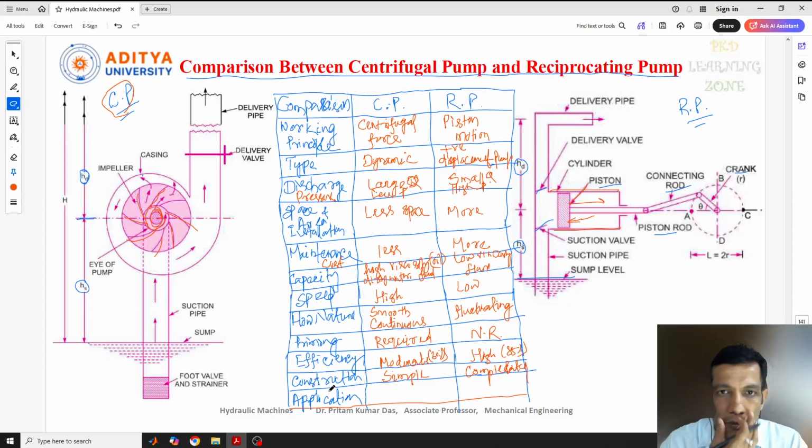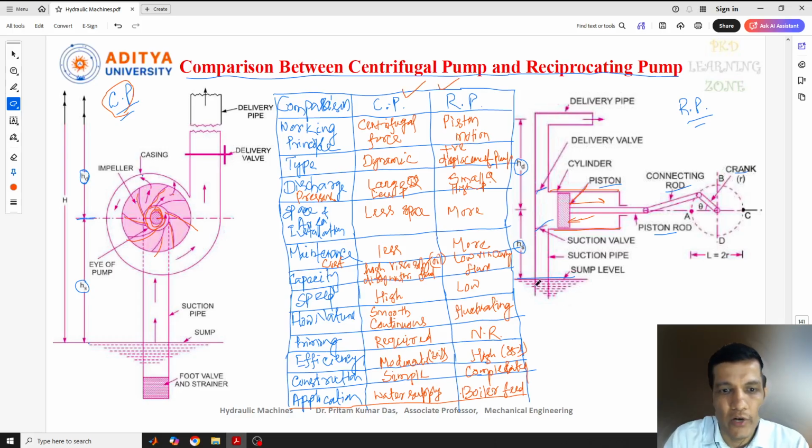Okay. Now we'll go to the next point, the applications where we can use these pumps. We know the centrifugal pump works everywhere, like in our household or any water supply, so we can use it in the water supply department, the irrigation department, or normal households. The reciprocating pump is mostly used for boiler feed or industrial applications. So these are the applications, or you can say the comparison of the centrifugal pump and the reciprocating pump.